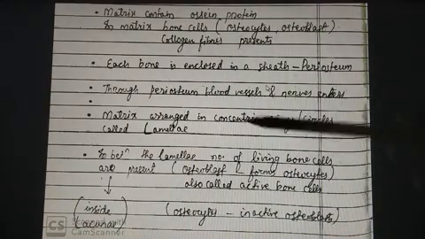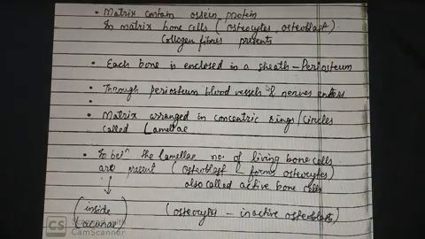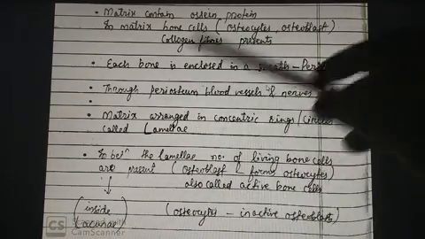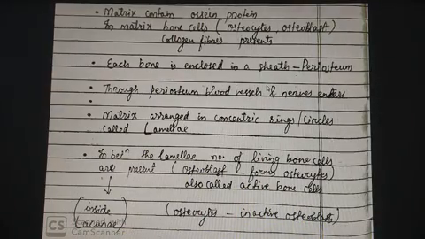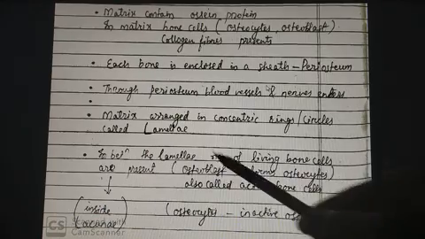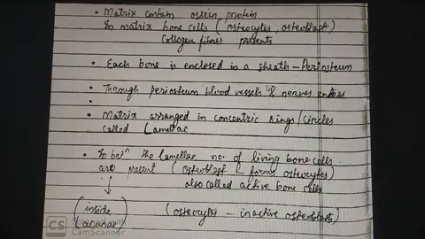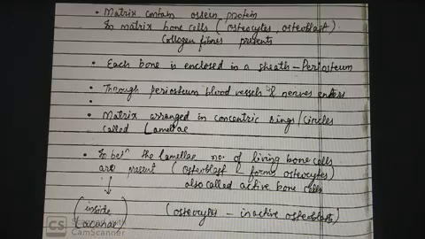The matrix of the bone is present in concentric rings, and these rings are called lamellae. I will explain that later. In between the lamellae, the bone cells, that is osteocytes and osteoblasts, are present.